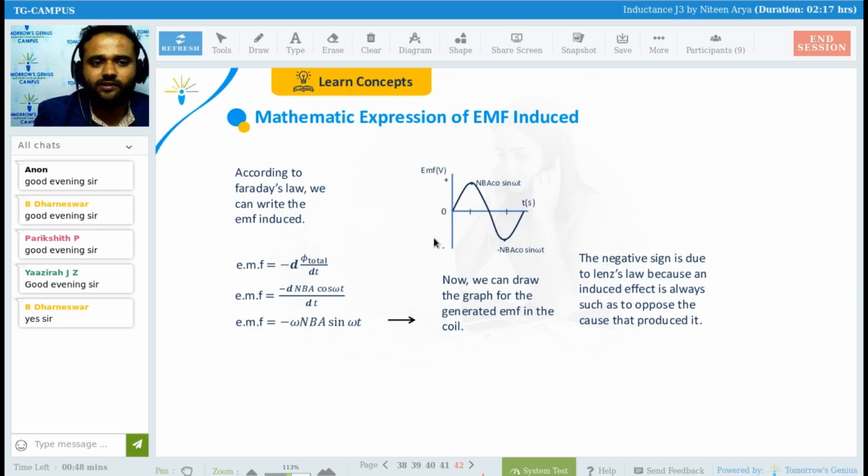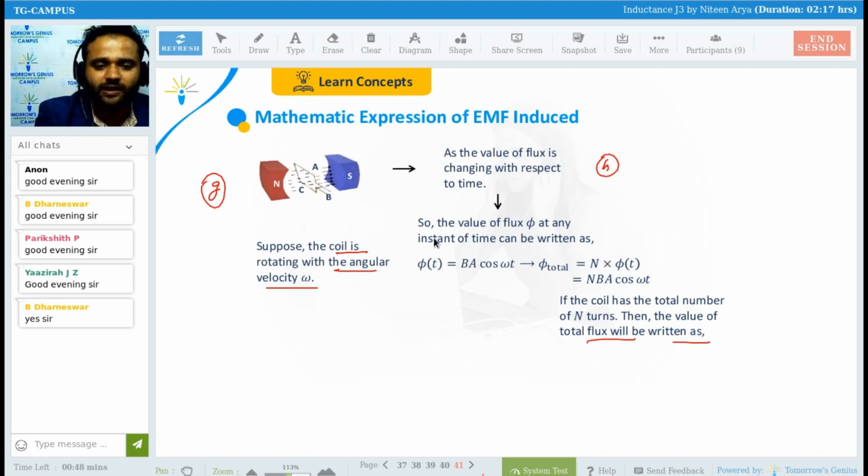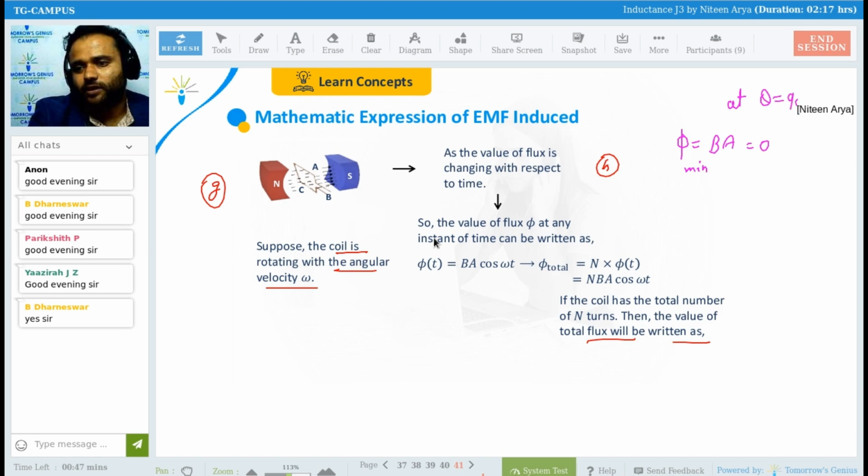We take this flux starting at 0 position, where we have maximum flux, and at 90 degrees we have minimum flux, which is 0 at theta equals 90 degrees. What is theta equals 90 degrees? The area vector is going to be perpendicular to the magnetic field, and the coil is rotating. That is why we put BA cos omega t.